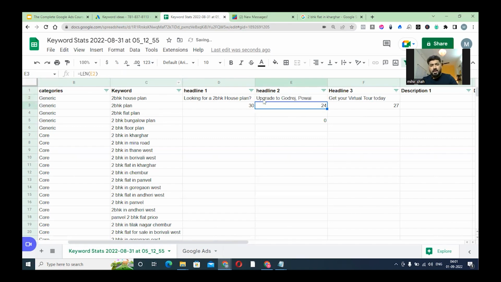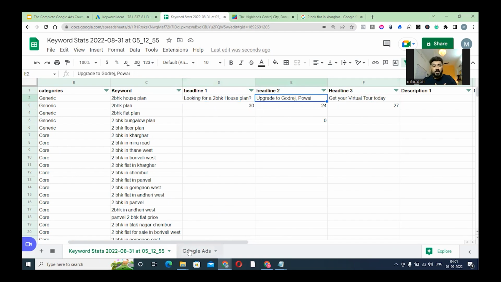Powai. Upgrade to Godrej Powai. Get your virtual tour today. See here, this statement makes sense, and this sounds a little more conversational. That you're looking for a 2 BHK house plan, upgrade to Godrej Powai, get your virtual tour today. So what I've done is I have resonated with the keyword. So if you remember, quality score here in this case is set. Next thing what I did is upgrade.